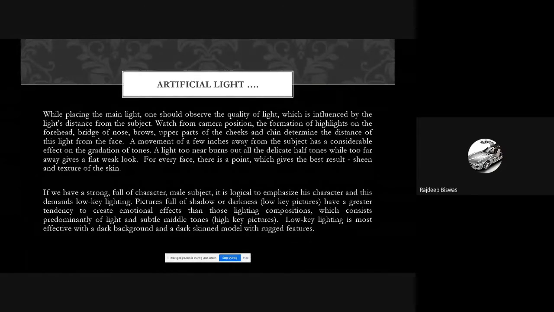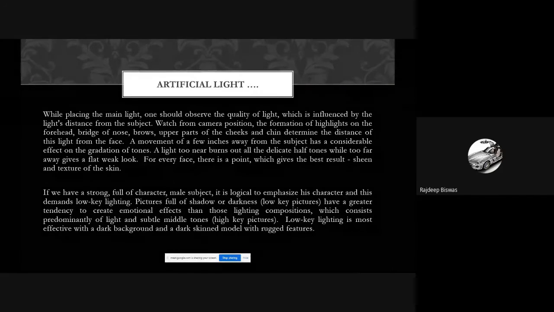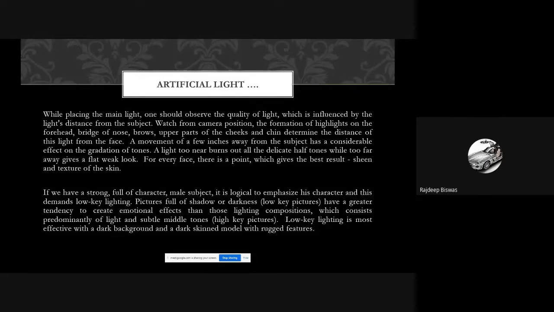Now, remember, friends, it's not that you click an image and then you go to your post processing and do whatever things you do and finish an image. Well, of course, if you are an editor, it's fine. But remember that we are photographers. So our aim should always be to have in-camera excellence as far as practicable. So remember, when placing lights, just take a test shot, see the tones, see the highlights, see the shadows, then set your light according to that, and then proceed with your shoot. Remember, for every face, there is a point which gives the best result, sheen and texture of the skin.